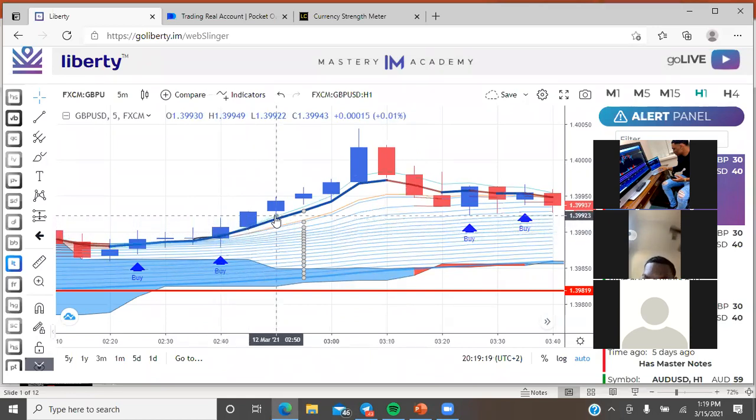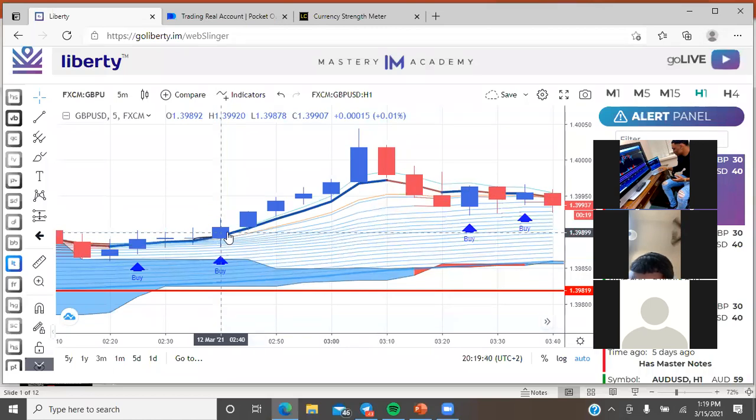Check this out, family. When this candlestick right here breaks this thick blue line, I'm going to enter in on my trade. When this blue candlestick breaks my thick blue line, which is the last one, the one that will be on the top, once it breaks it, I'm going to enter in for a buy.